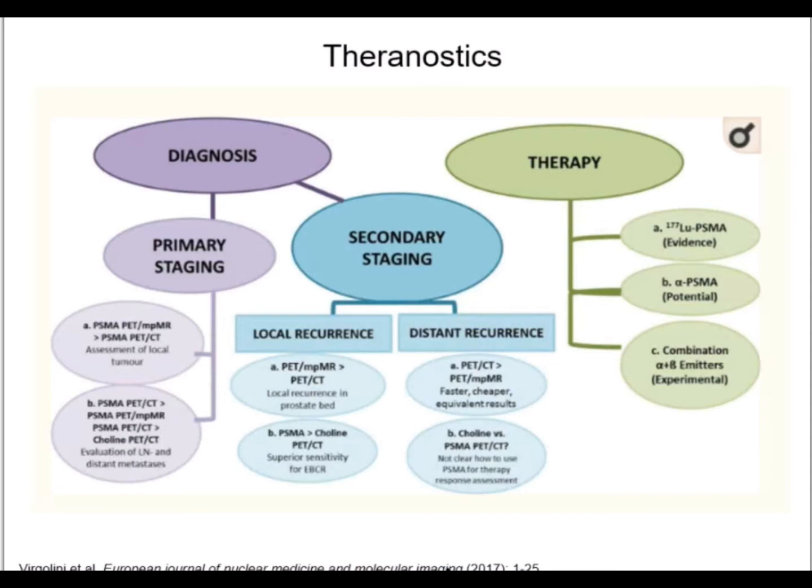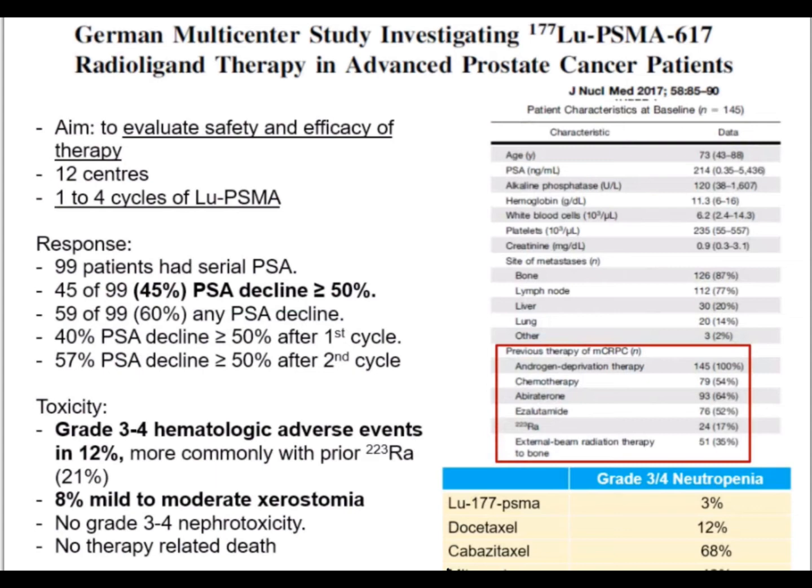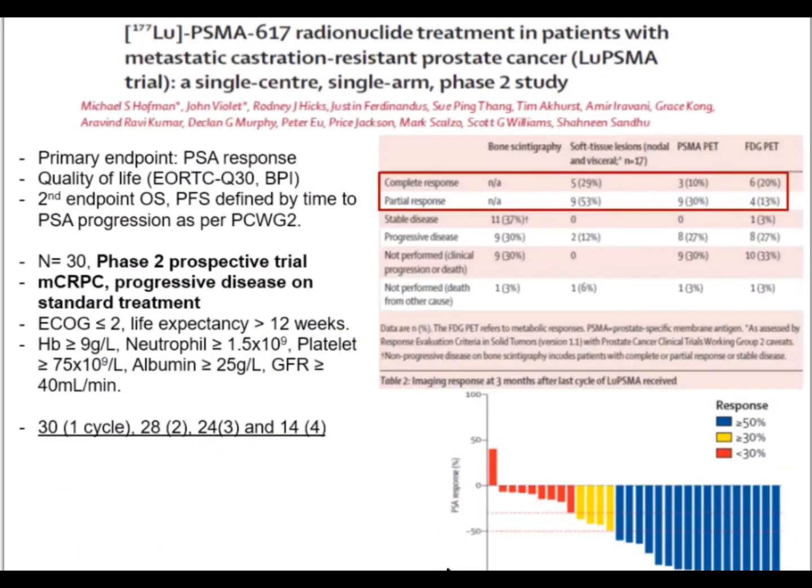And then lastly, there's theranostics, where in the German center, using 1 to 4 cycles of lutetium PSMA, almost half the patients had PSA decline of more than 50%, and these are heavily pre-treated with many other treatments before. The good thing is that the toxicity is low. The grade 3 neutropenia is about 3% compared to docetaxel 12%.